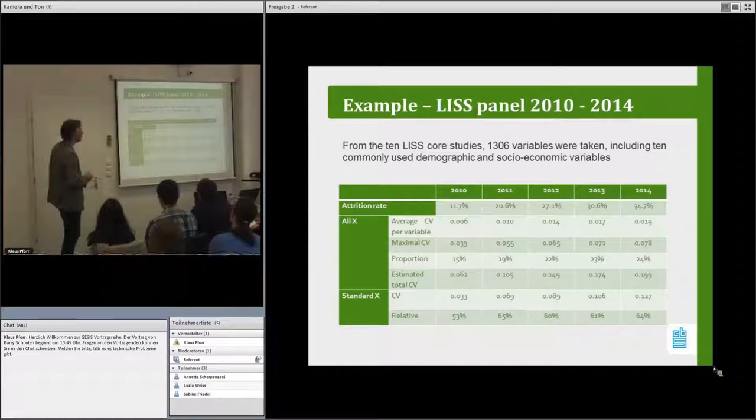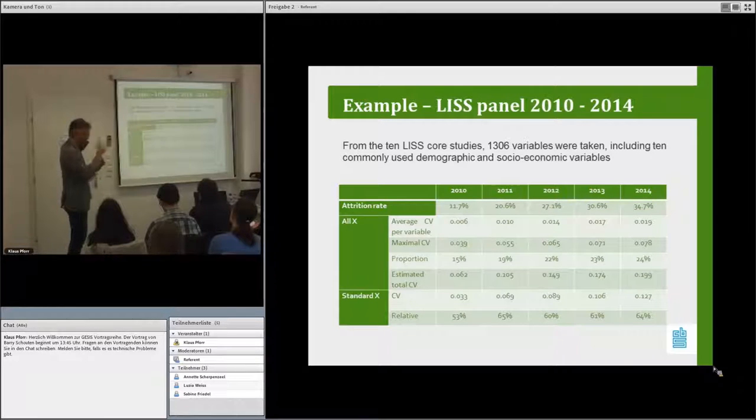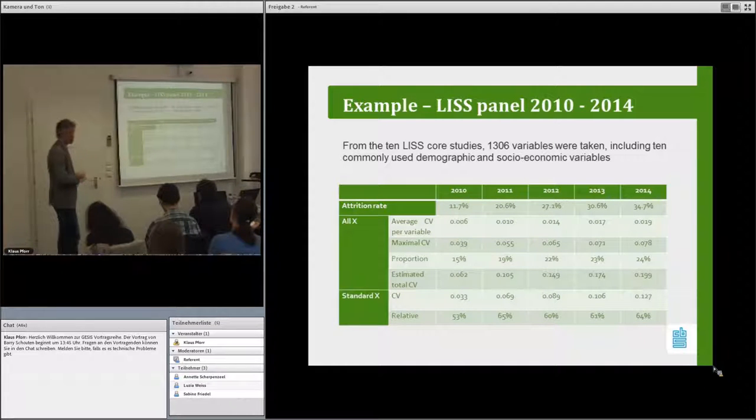So there were 1,300 left. And they included standard demographic socioeconomic variables like gender or age or income or so on. Then I looked at the panel, I looked at attrition in the panel. The panel started roughly in the beginning of 2008, and I followed attrition up to 2014, so roughly 6 years. And so here you see the attrition rate.